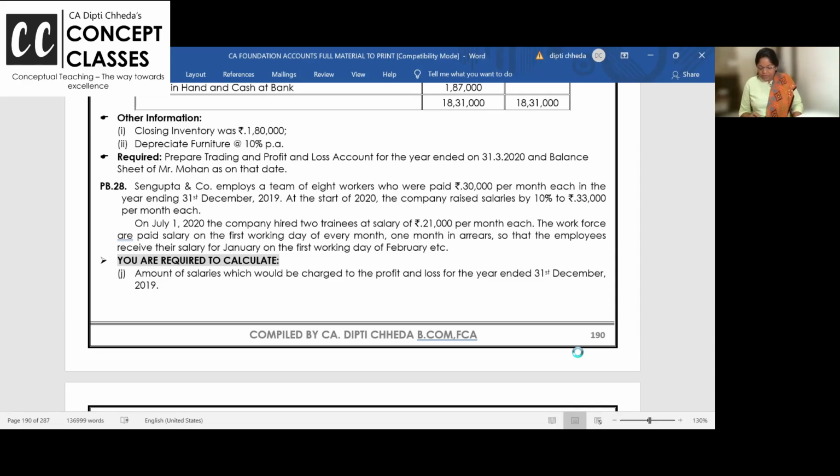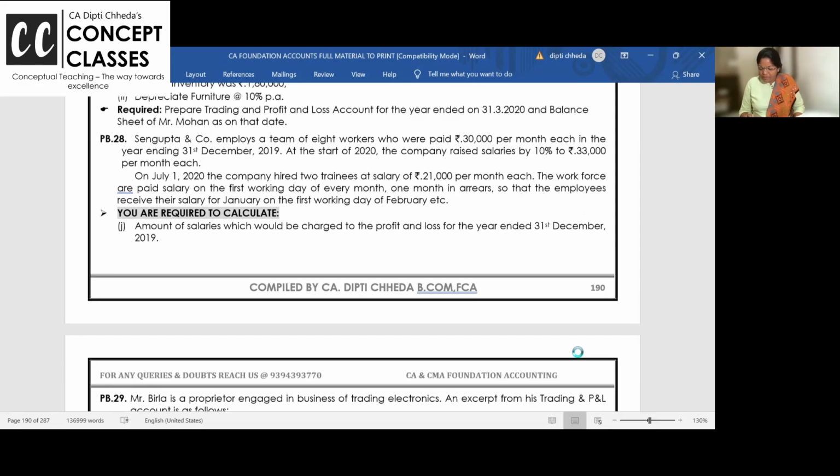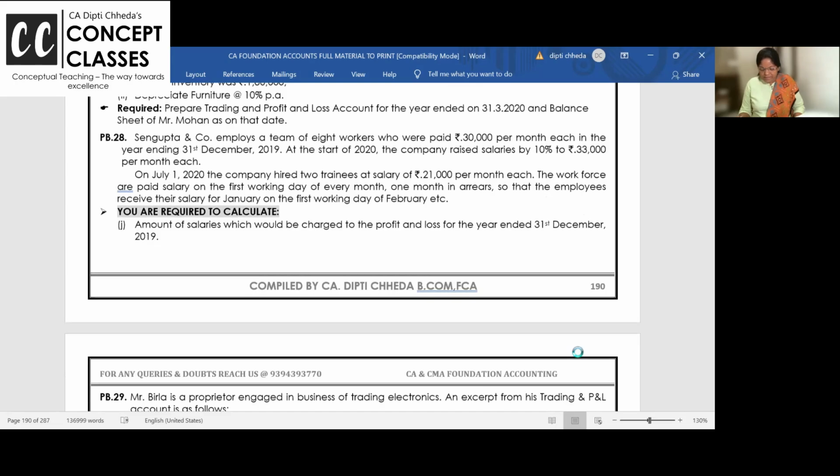So Sengupta and Co employs a team of 8 workers who were paid 30,000 per month each. At the start of the year, the company raised salary by 10%, to 33,000. On July 1, the company hired 2 trainees at a salary of 21,000 per month. They have given the data in quite a different way. Let's read again.